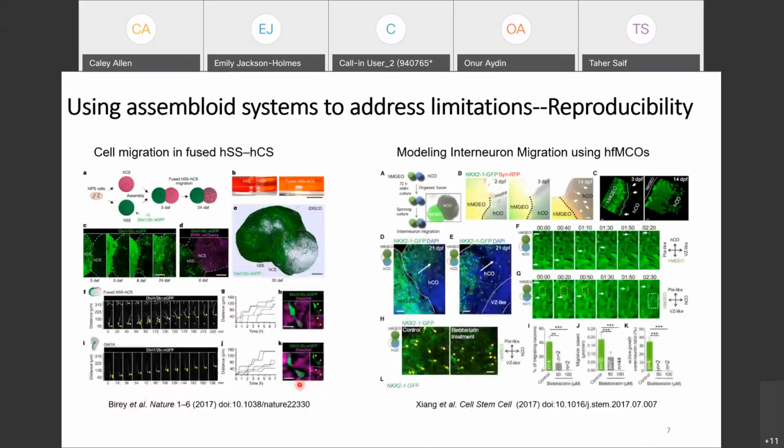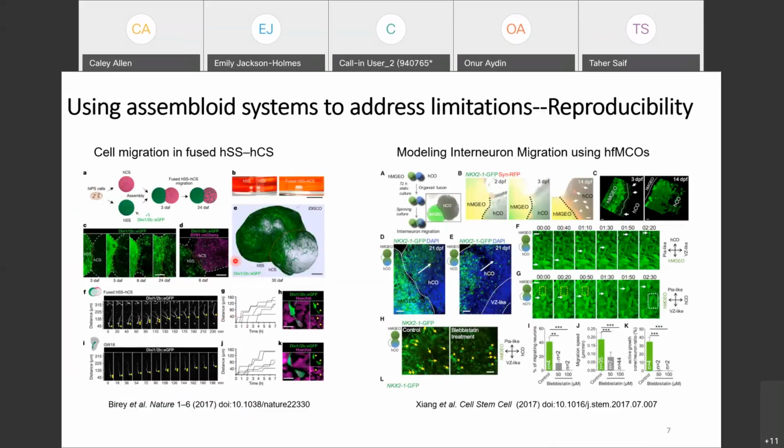Particularly in the context of reproducibility, there are a lot of labs that have shown that by differentiating cerebral organoids towards the dorsal or ventral lineage, you can fuse them together to look at long distance interneuronal migration, because you can tag one of the cells in the organoids and look at the dynamics of the migratory process.